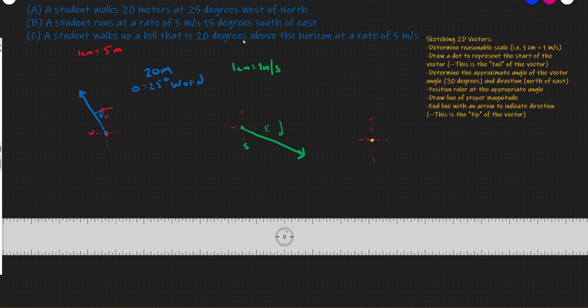So this one is above the horizontal. So here's the horizontal. It does not tell us if they're going 20 degrees above, if they're going east or west. I'll assume this is velocity, so that means this is positive. So I'm going over here. So above the horizontal, so I'll say this is horizontal, 20 degrees, let's say here. I'll stick with that same key. So this would be my vector, where this is 20 degrees. Okay, so hopefully that helps.